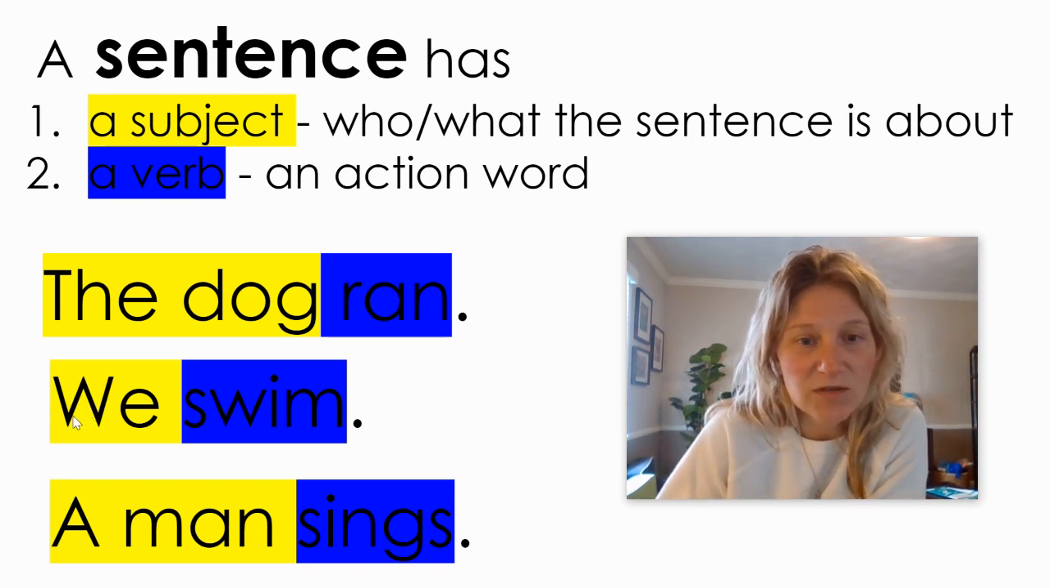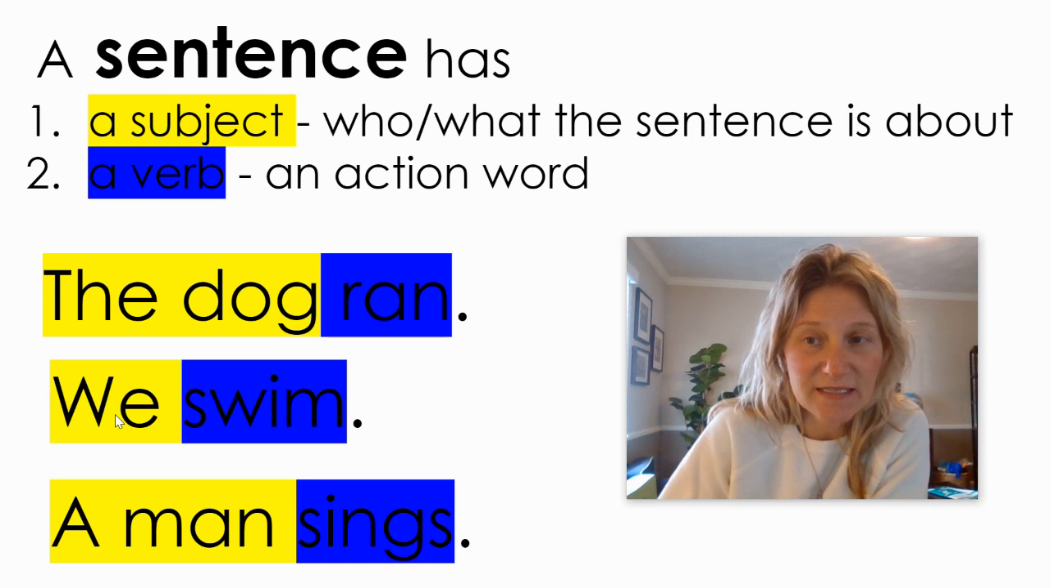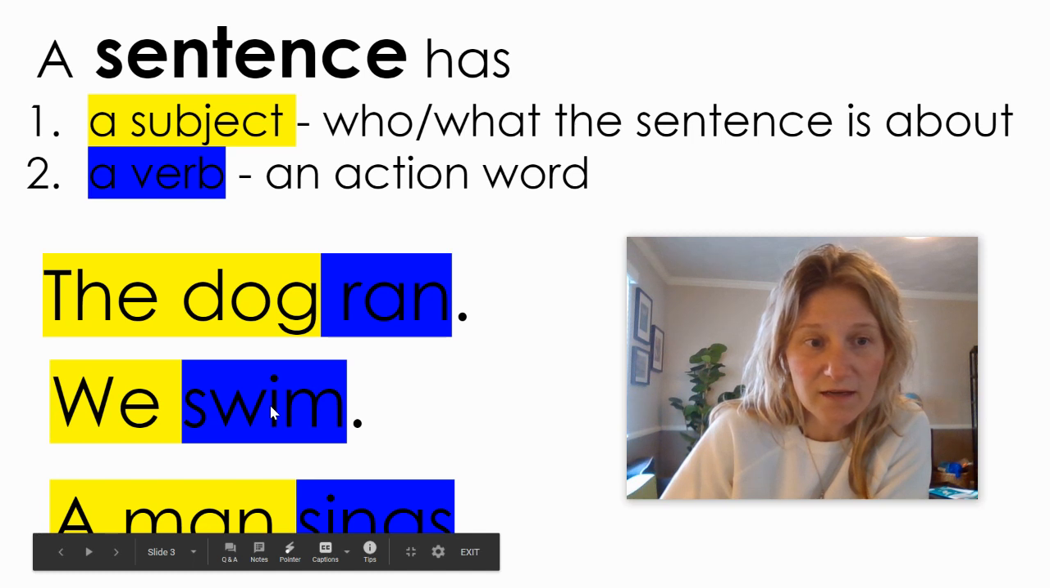My next sentence is we swim. I highlighted we in yellow because that's the subject. Who is the sentence about? It's about we, whoever we is. Swim is the verb. I highlighted that in blue because that is the action word. What is the subject doing? Swimming. My last sentence is a man sings.